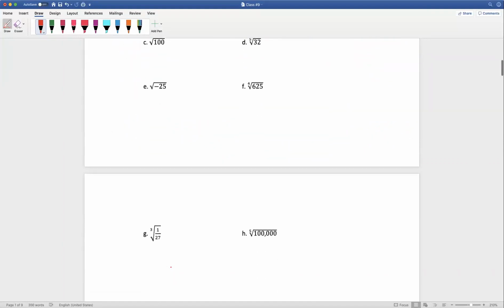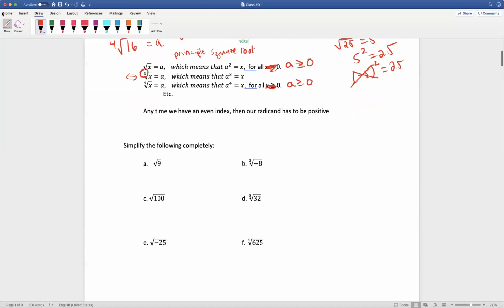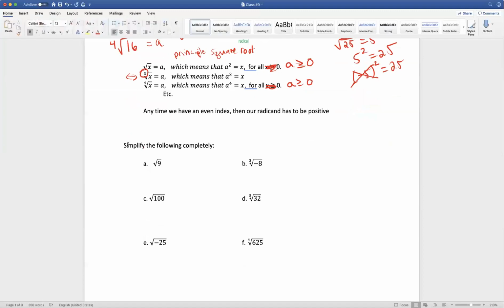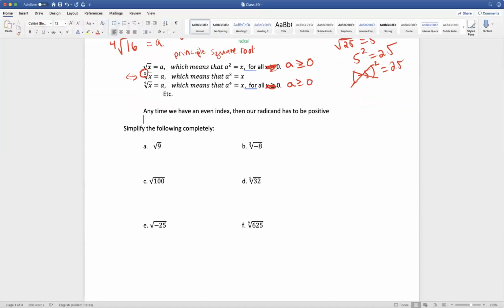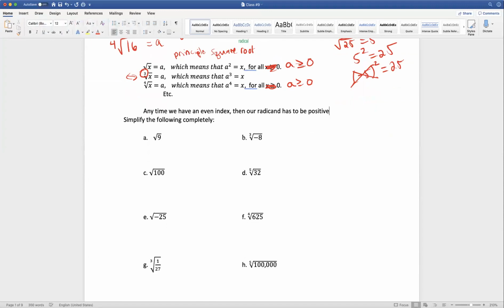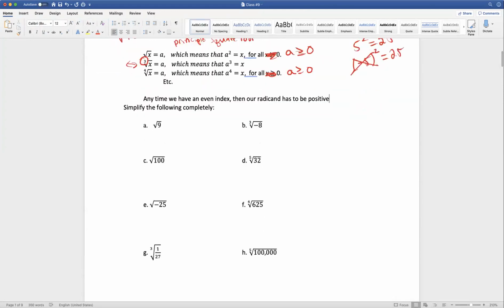Here we go. A, B, C, D, E, F, G. Let me bring these guys back over here. Let's take a look first of all at the square root of 9.